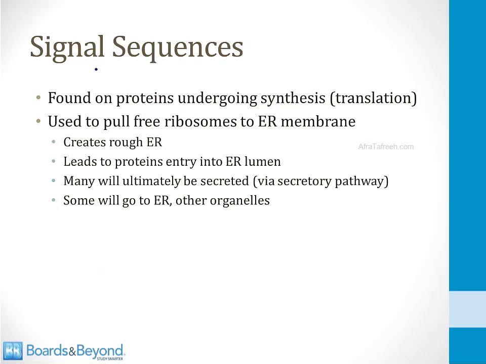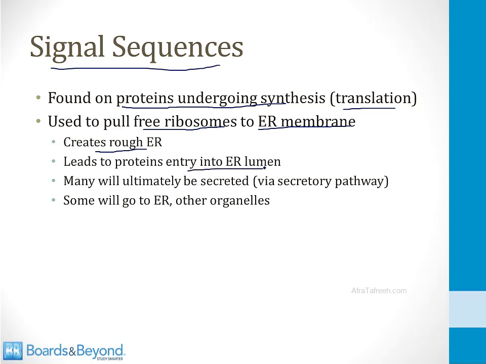The secretory pathway relies on something known as signal sequences to help move proteins around the cell. Signal sequences are short molecular sequences found on proteins that are undergoing synthesis, in other words, proteins going through the process of translation, and they are used to pull free ribosomes in the cytosol to the endoplasmic reticulum membrane. This is what creates the rough endoplasmic reticulum, and it leads to proteins entering the lumen of the endoplasmic reticulum. Many of these will ultimately be secreted via the secretory pathway, although some will also stay in the endoplasmic reticulum or go to other organelles.